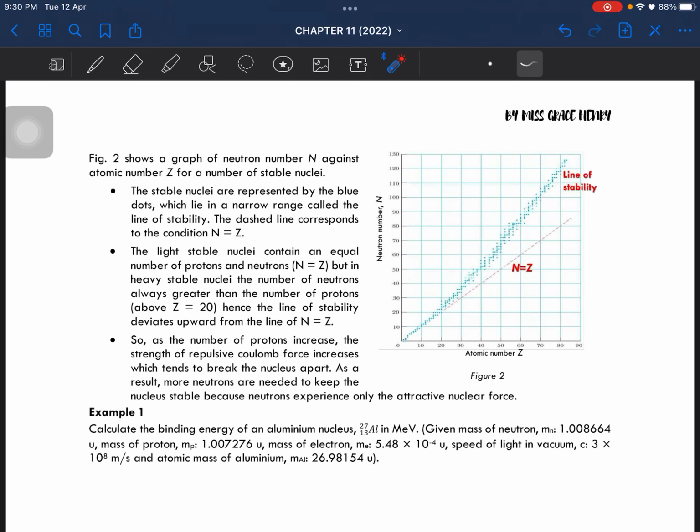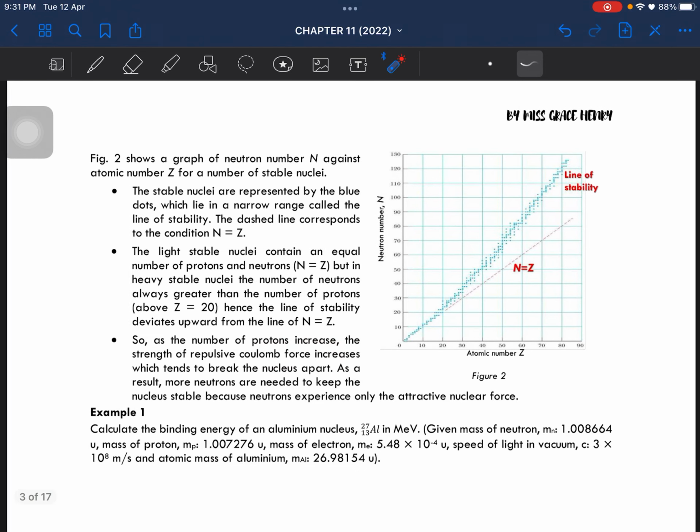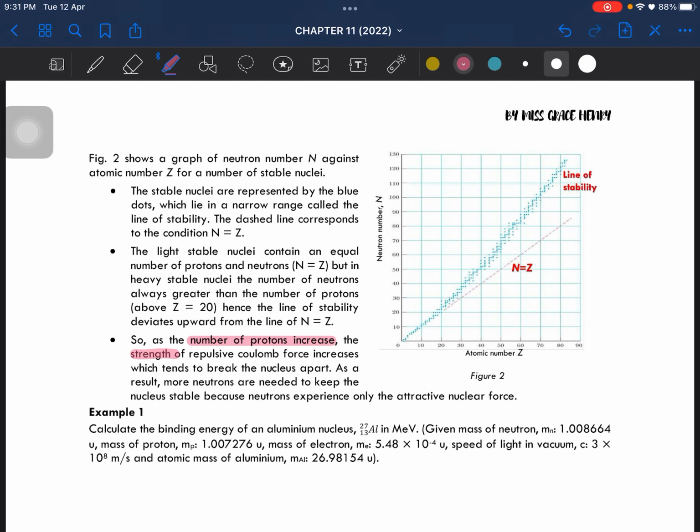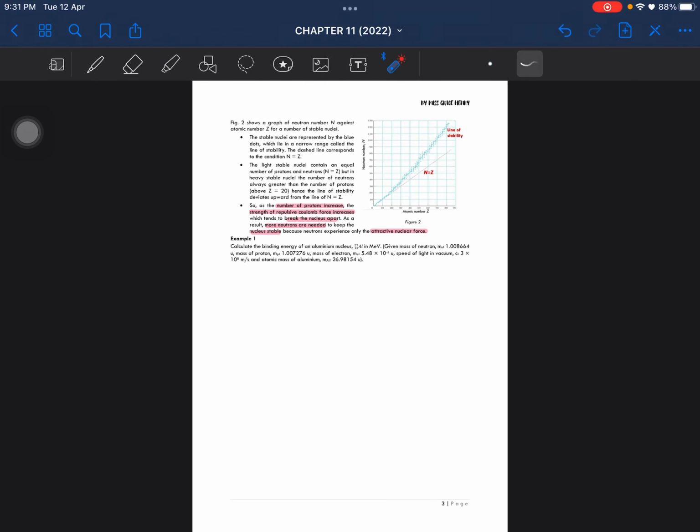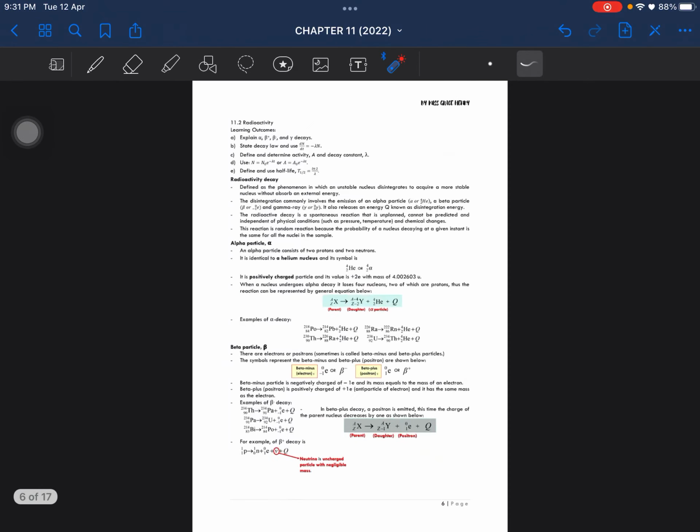The line of stability deviates upward for different atomic numbers. As the number of protons increases, the strength of the repulsive Coulomb force increases, which tends to break the nucleus apart. Because of that, more neutrons are needed to keep the nucleus stable, because they only experience an attractive nuclear force. If in the exam they ask you to draw a graph, you just basically have to draw something like this. That is our first subtopic.